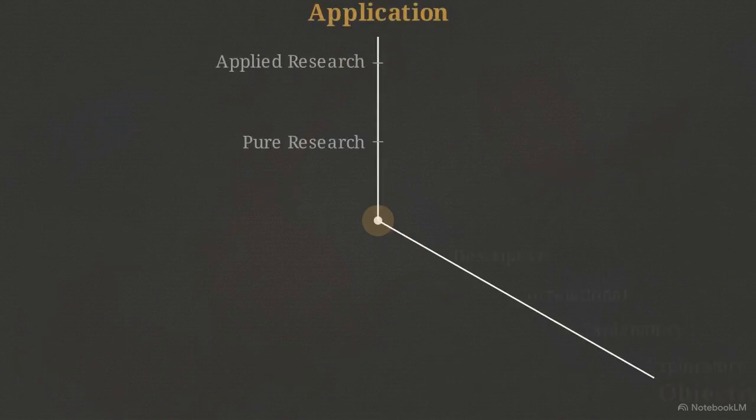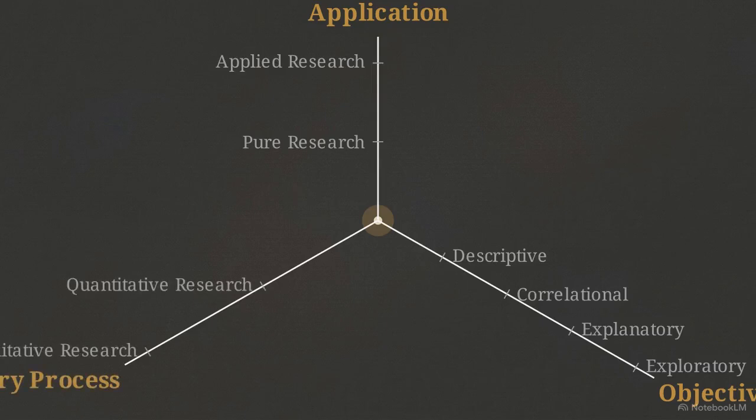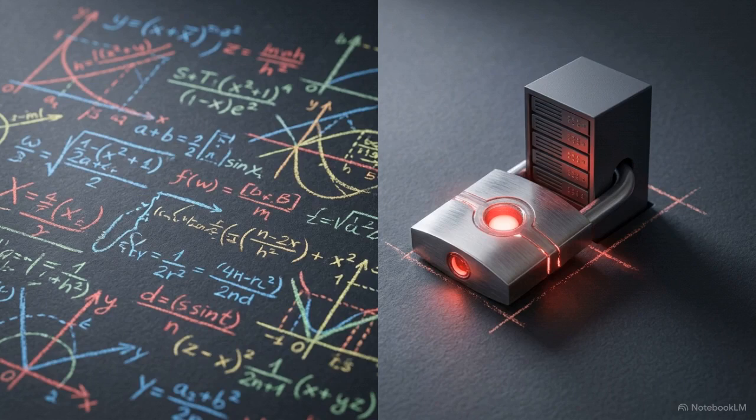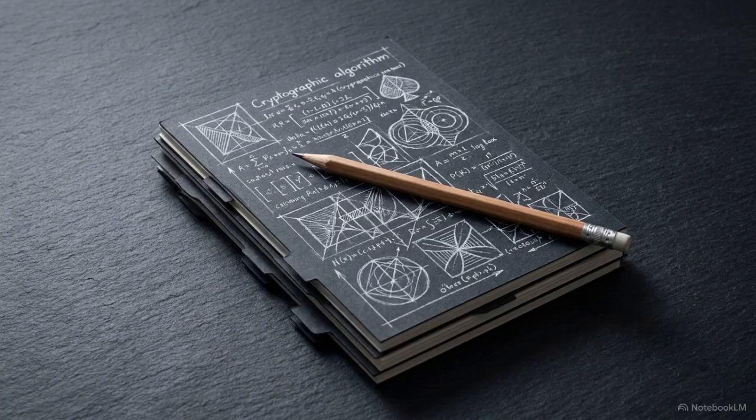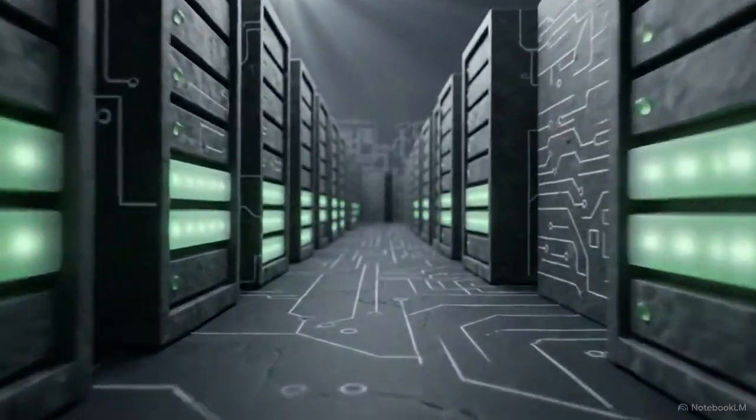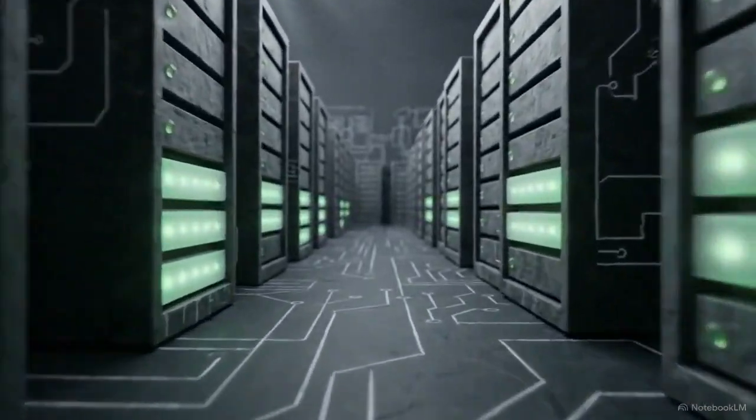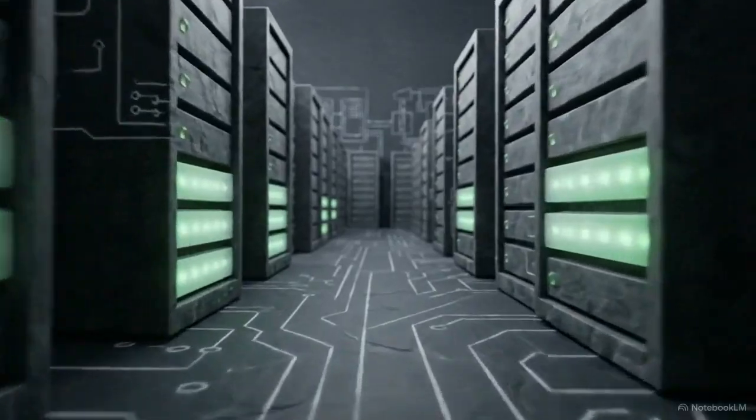We can classify any research project along 3 intersecting axes: its application, its objectives, and its inquiry process. Let's look at this through the lens of a cybersecurity problem, like ransomware detection. The application axis divides pure research from applied research. Developing a new mathematical proof for cryptography is pure research. It builds foundational, theoretical knowledge. Testing a specific software tool to see if it successfully quarantines ransomware on an active server is applied research.